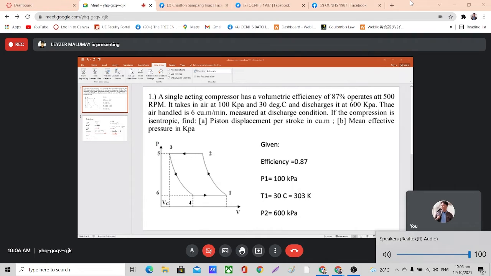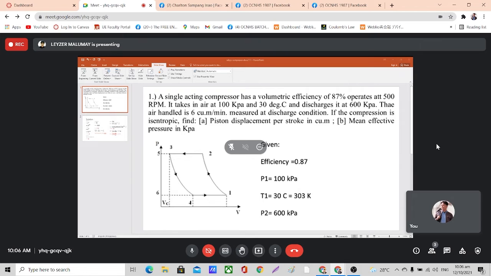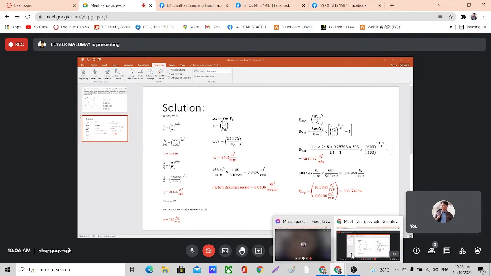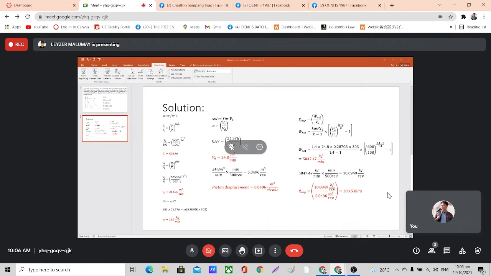in kPa. First, we write the given. We have 87% for the volumetric efficiency, and for the intake pressure of 100 kPa and the temperature of 30 degrees Celsius, and the discharge of 600 kPa. Solution. Solve for V1.